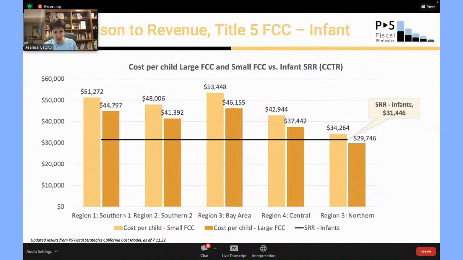So this is the Title V rate that can be paid for an infant, which reads right now as infant SRR, but read with us that it says infant Title V rate. So again, same approach by region, that the paler yellow is the small home cost per child. The more golden color is the large home cost per child. And then what you see, instead of stacking another bar related to revenue, is you see a line related to the revenue that's available to cover the cost of that infant in that family childcare setting. And in this instance, it's just over $31,000 for the cost.